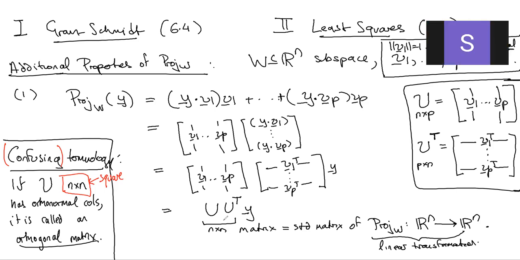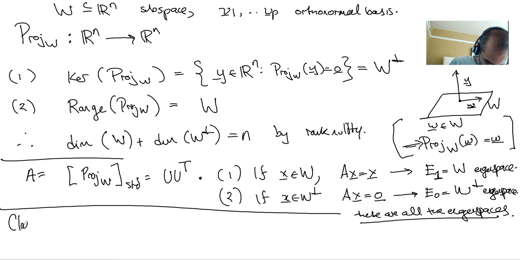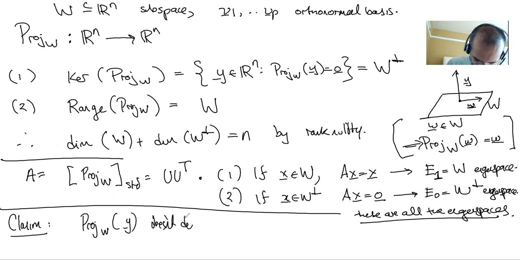Professor, could you explain why UU transpose is gonna be the same for all bases? That's right. So let me just write it here. So the claim: this linear transformation doesn't depend on the choice of U1 through UP.